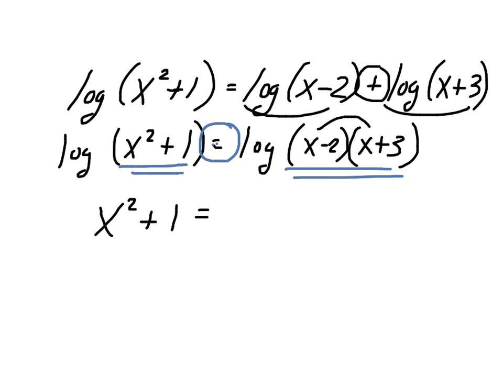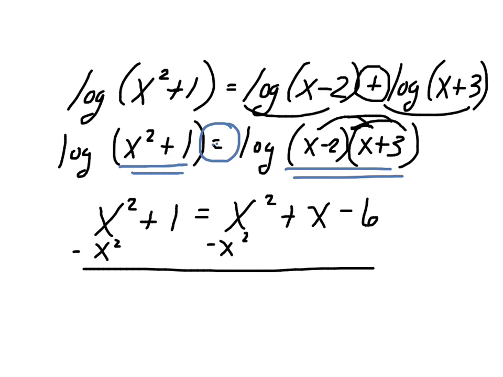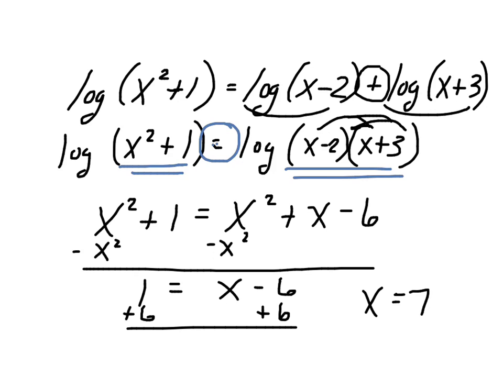And now if you want to FOIL from here, we get x squared plus x minus 6. And now the logs are gone. And we try to solve for x. So the first thing is, let's get rid of the x squareds. I get 1 equals x minus 6. Add 6 to both sides. And x equals 7.